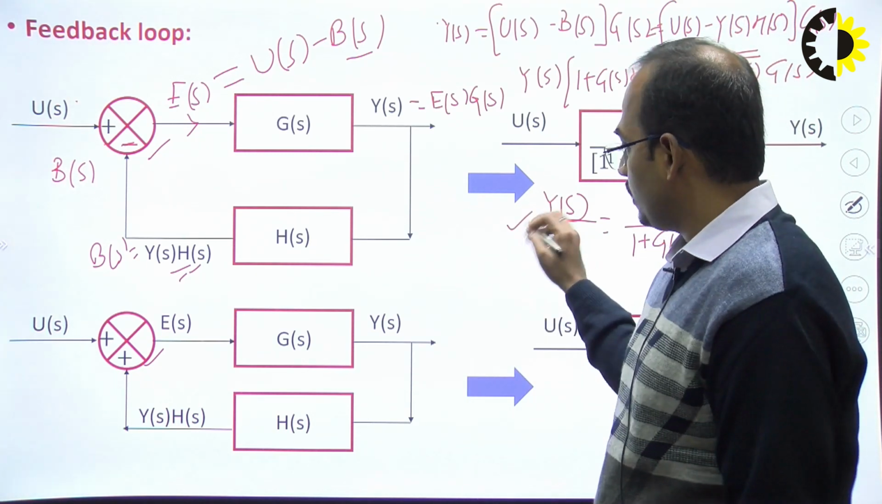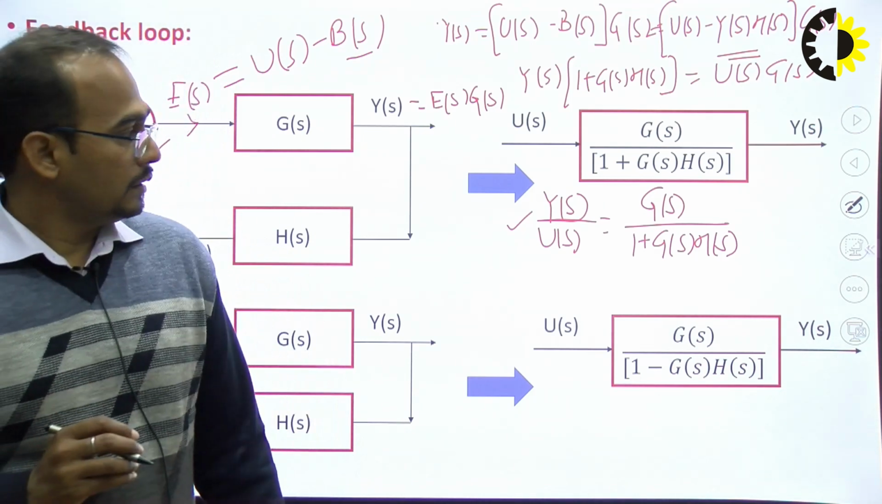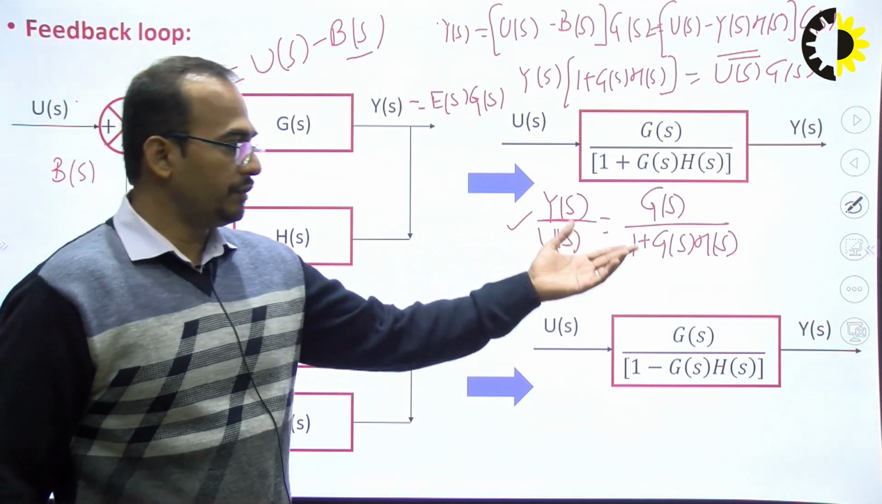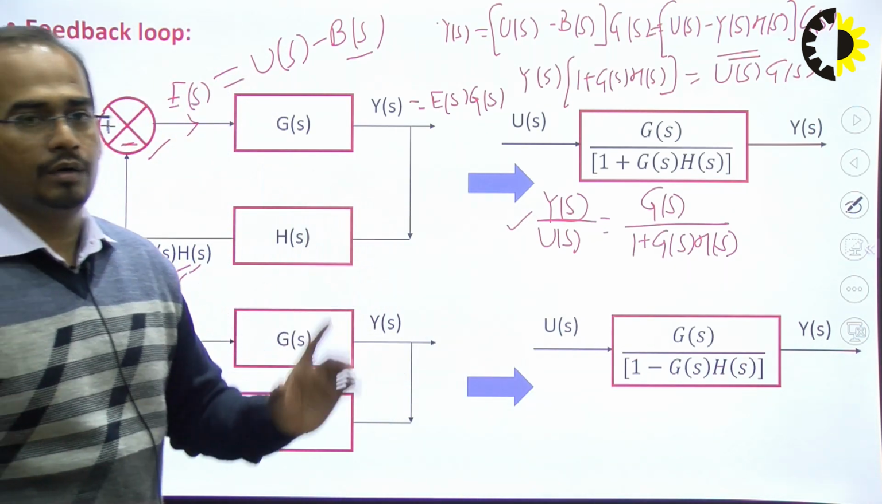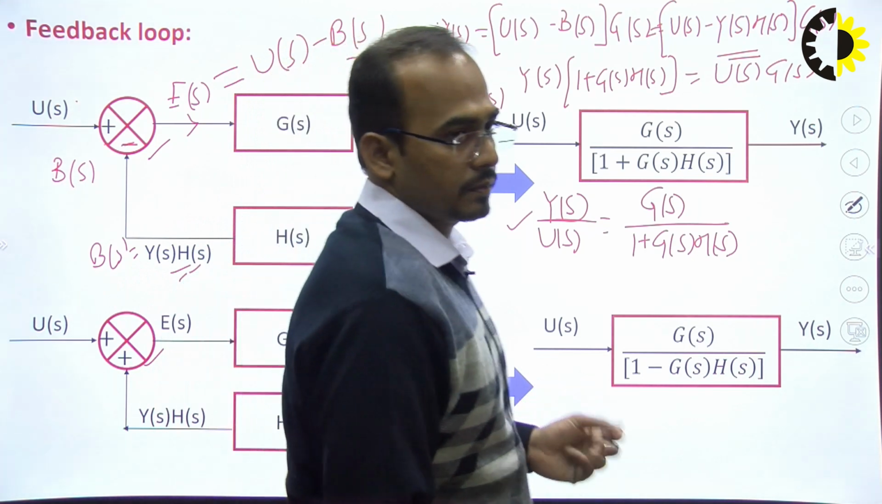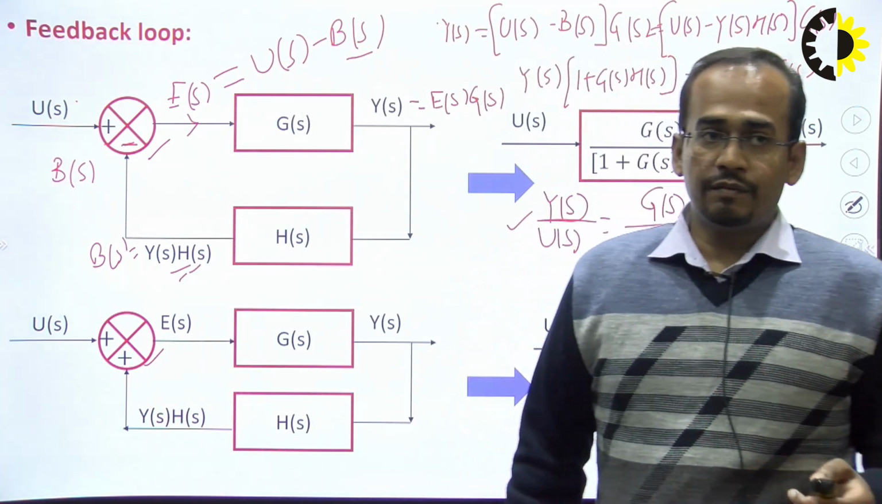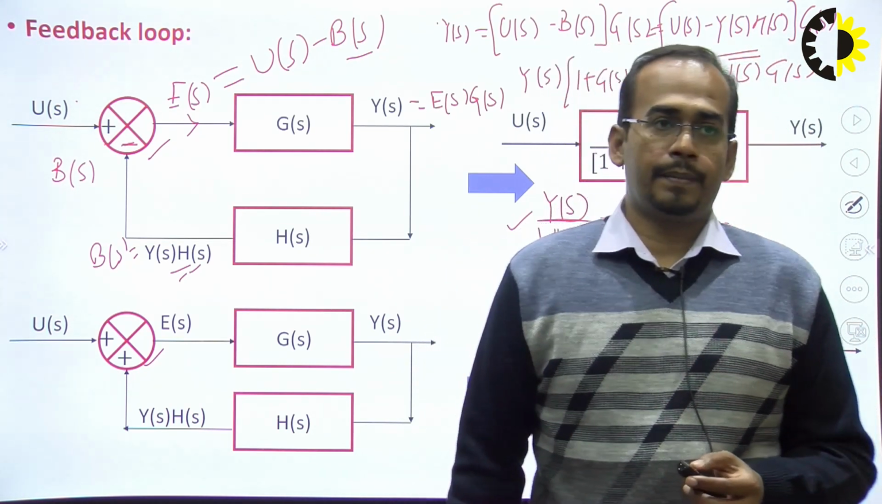If I am using positive feedback, then in that case this positive sign will become negative. The procedure will be the same for finding the value of Y(s) by U(s). So in this way we can find the transfer function of the closed loop canonical form.